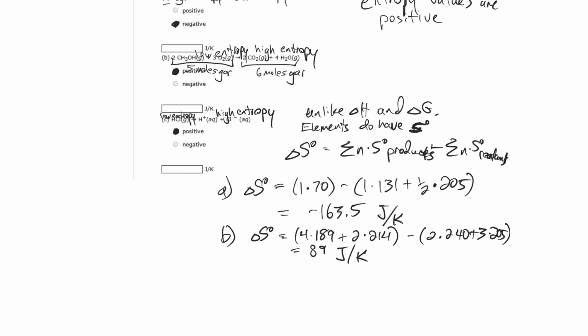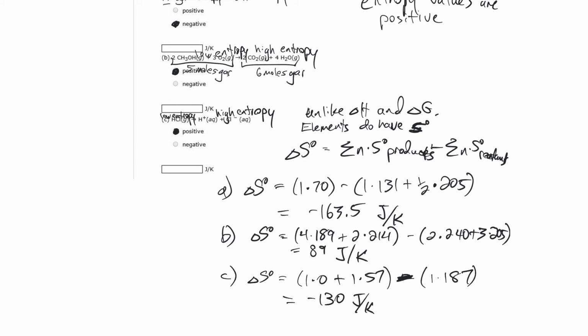And then lastly, part C. We've got hydrogen ion actually has a standard entropy of 0, which is unusual. It's one of the only species that has a 0 entropy. And 1 times 57 for the chloride ion, and from that we're going to subtract the quantity 1 times 187, and that gives us a negative 130 joules per degree Kelvin.